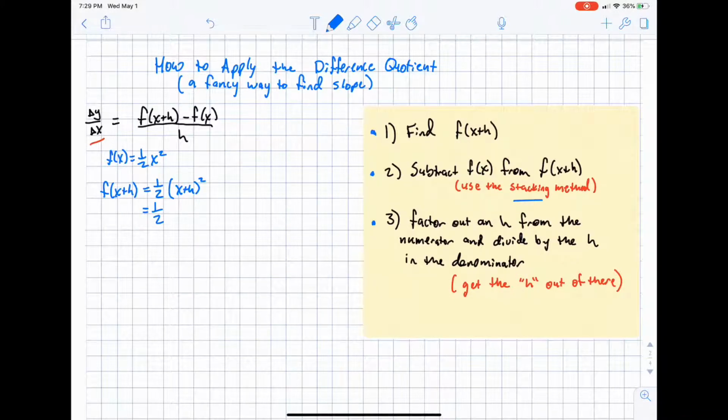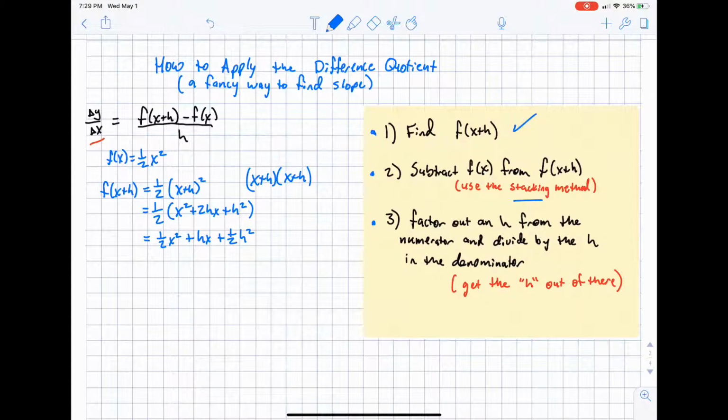So this x plus h quantity squared means that I have to FOIL that. There's two factors of x plus h. So it means this, x plus h times x plus h. Okay, so when I FOIL that, I end up getting x squared plus 2hx plus h squared. And then last, I can distribute that 1/2 to each of those terms. So I end up with 1/2 x squared plus hx plus 1/2 h squared.